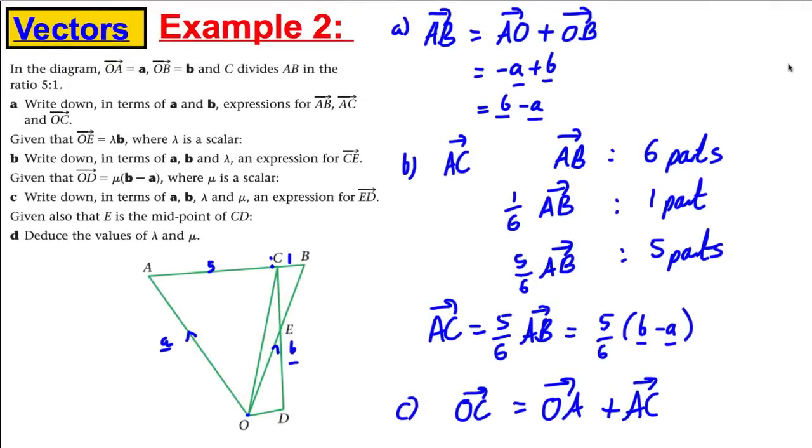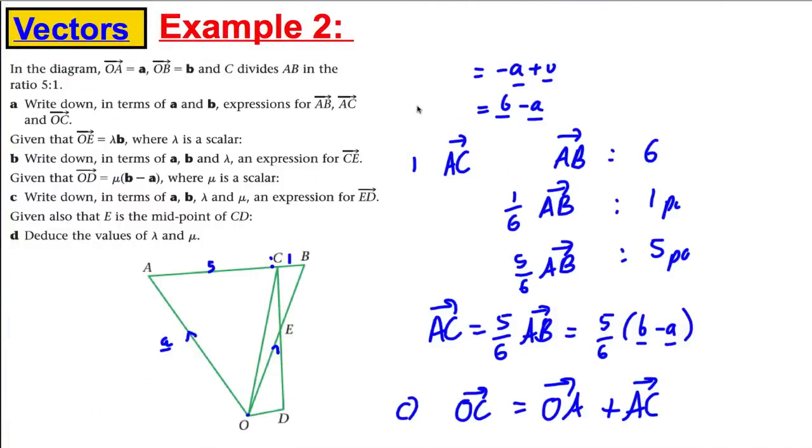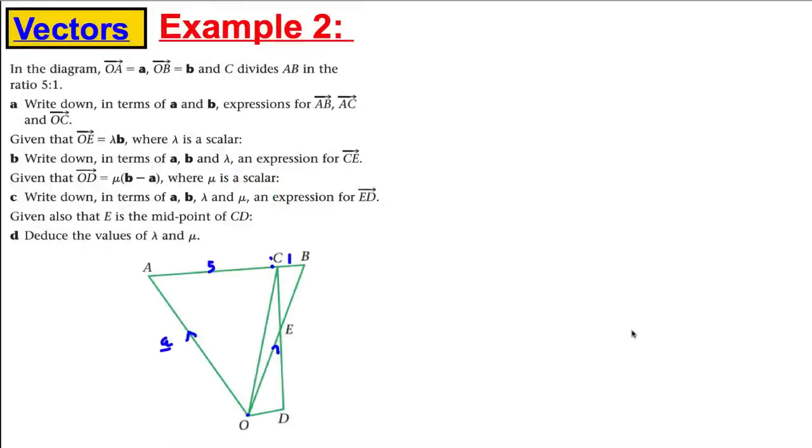Okay, now I'm going to rub this out and move on to other parts. In fact, I might keep that page so I can refer back to it. I'll rub all this out and start the next bit here. Next, we are told, given that OE is lambda times b, where lambda is a scalar, so O to E is some lots of vector b. That makes sense because O to B is vector b and this is part of it. So E is on the line OB.